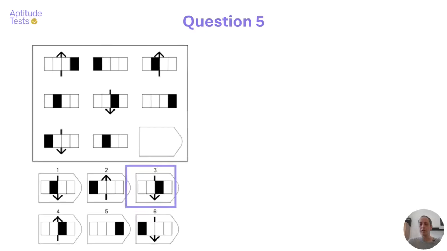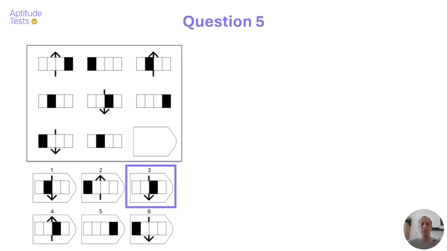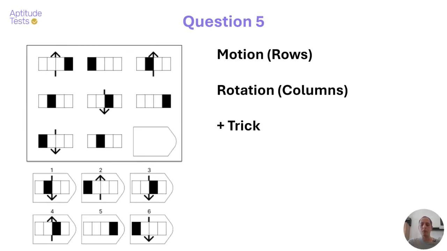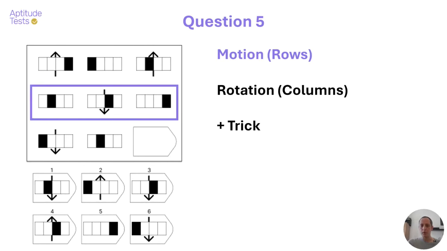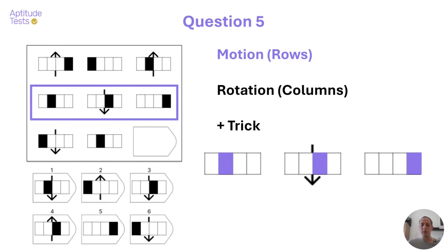Okay, so the correct answer here is answer number 3, and the patterns here are motion across the rows, rotation across the columns, plus a little trick that I'm going to discuss with you in a minute. Okay, so across the rows, we can see that the movement pattern is that of the black triangle, which moves 1 step to the right with each step.